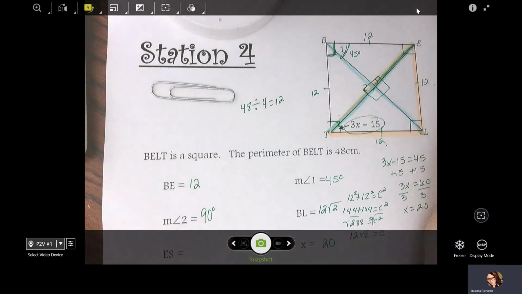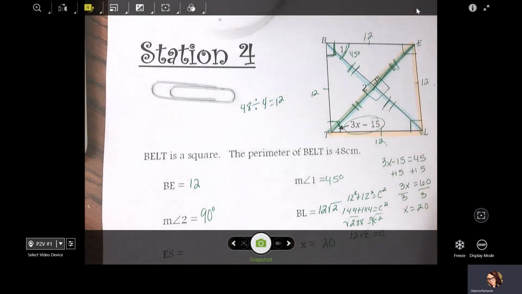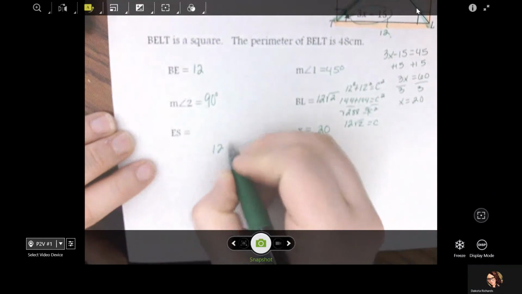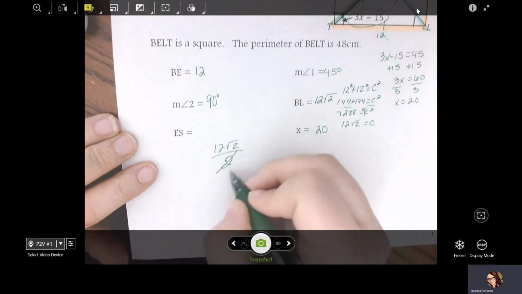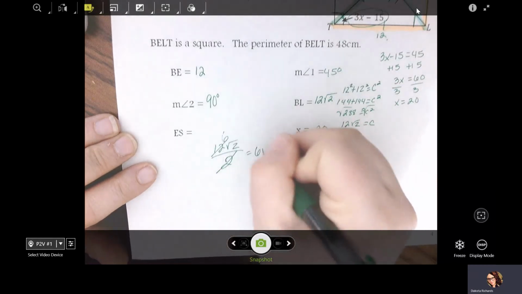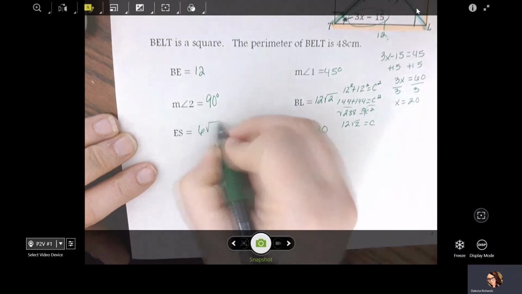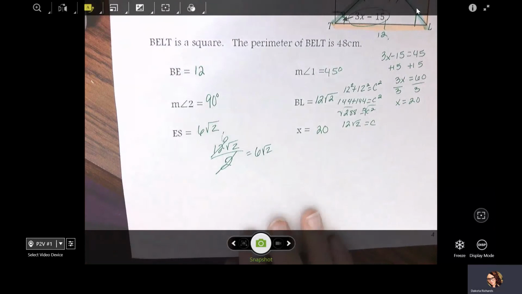Now, how would you find half of that? Half of that is going to be these little segments here. So you're just going to divide that by 2. 12 square root of 2 divided by 2. 2 goes into 2 one time, 2 goes into 12 6 times. So that just gives you 6 square root of 2. Okay. And that was your station work for the day.